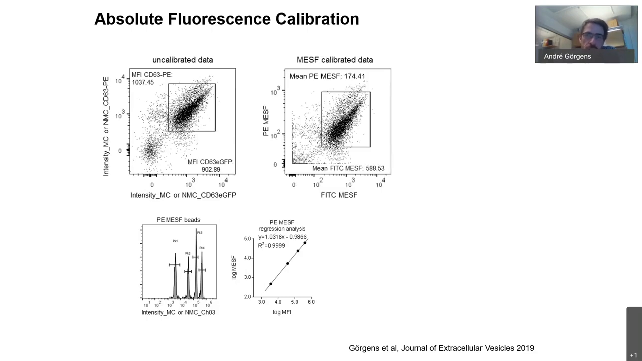So if you actually then apply this to the same data set, the same plot, we see that we now have our axis labeled in absolute units of FITC and PE MESF, which is much more helpful for comparison. And also, you could argue, it gives you some more information about how many antibodies would actually be bound, but this has further limitations, so I don't want to make those conclusions here. And of course, this is not a perfect way to calibrate things, but it's the best way for now to get more comparable data and to report data in a way others can reproduce it.